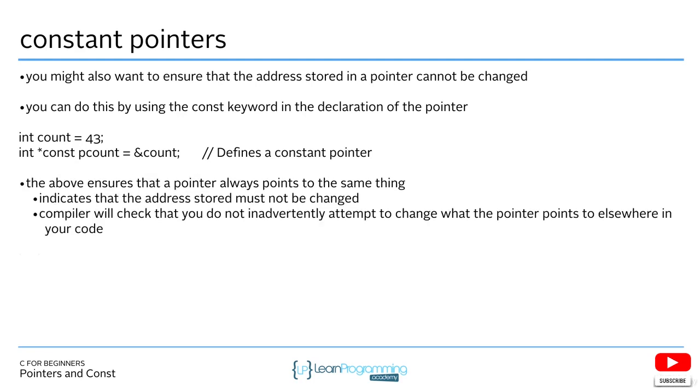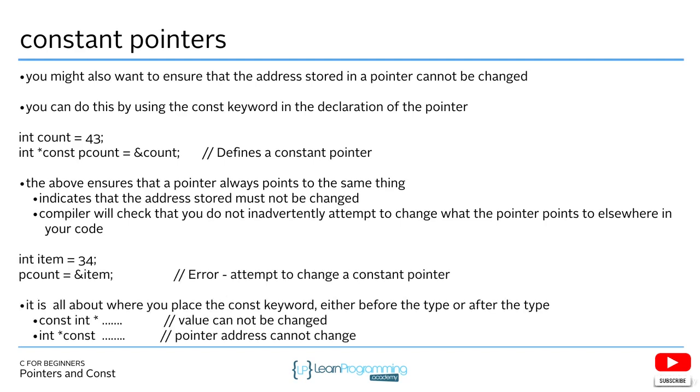So when you do this, it ensures that the pointer always points to the same thing. The address will never change. The compiler will check that you do not inadvertently attempt to change the pointer elsewhere in your code. You can't change this address. So if you tried to say pcount equals and item, you would get an error, because that can only ever point to the count address.